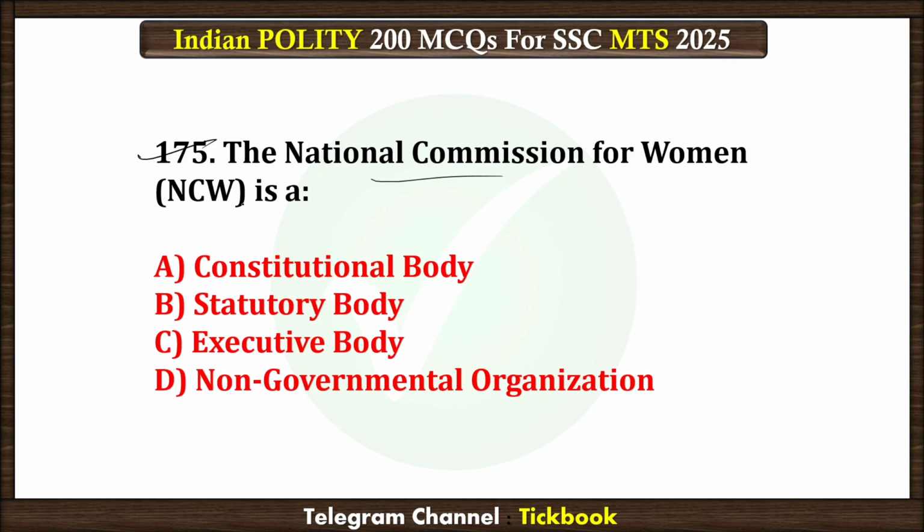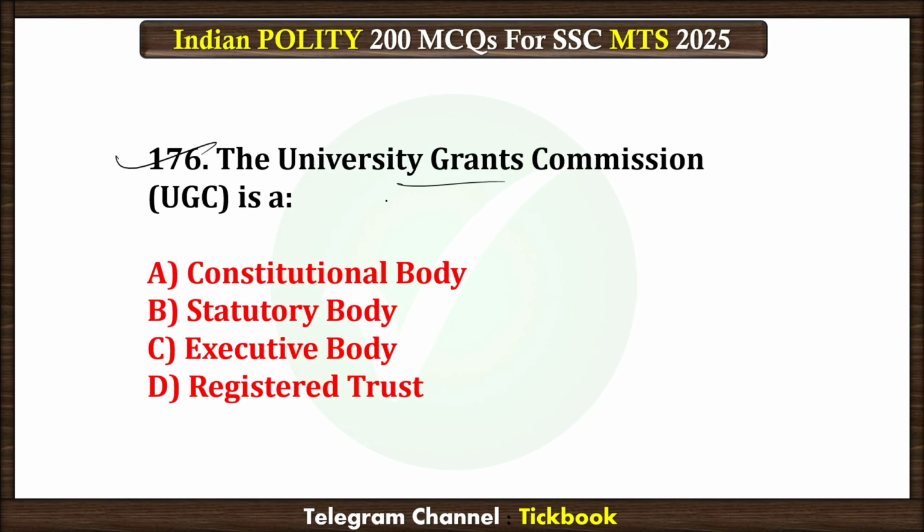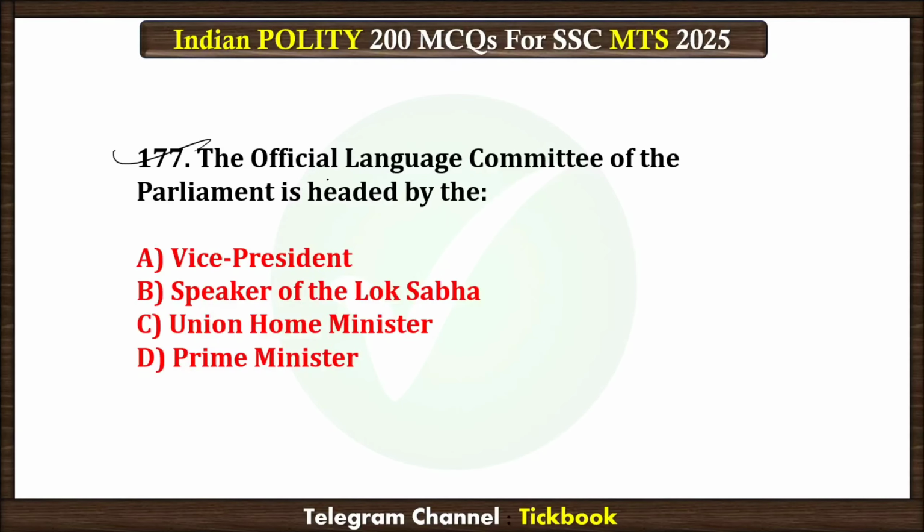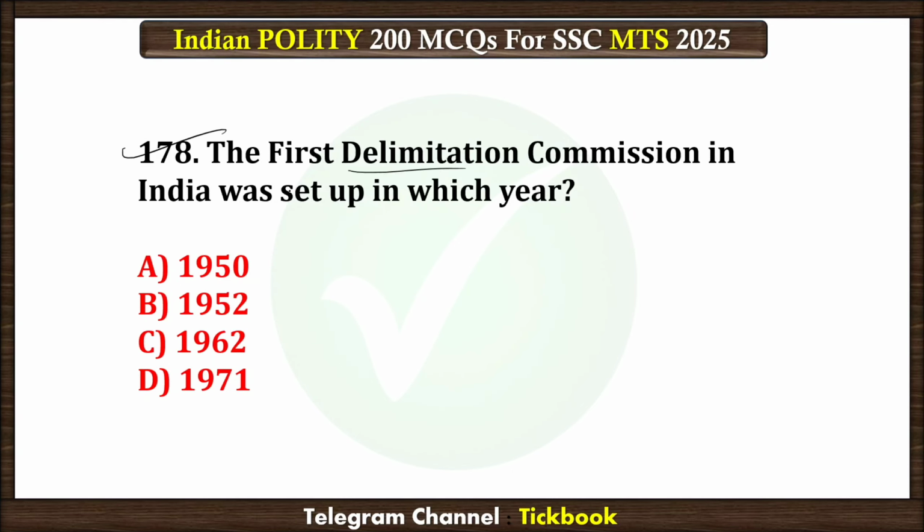175. The National Commission for Women is a, option B, statutory body. 176. The University Grants Commission is a, option B, statutory body. 177. The Official Language Committee of the Parliament is headed by the, option C, Union Home Minister. 178. The first delimitation commission in India was set up in which year? B, 1952.